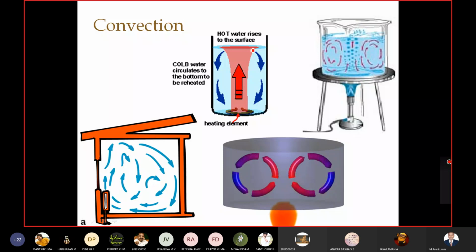Then hot water rises to the surface, then the cold water circulates to the bottom, so there will be a cyclic process. Then the heat is transferred through the convection process in the liquids.